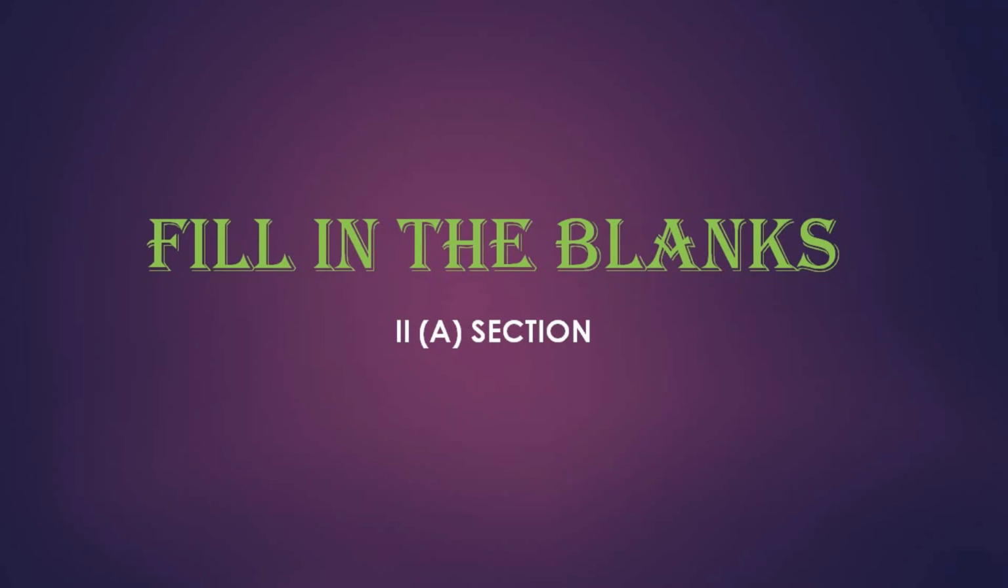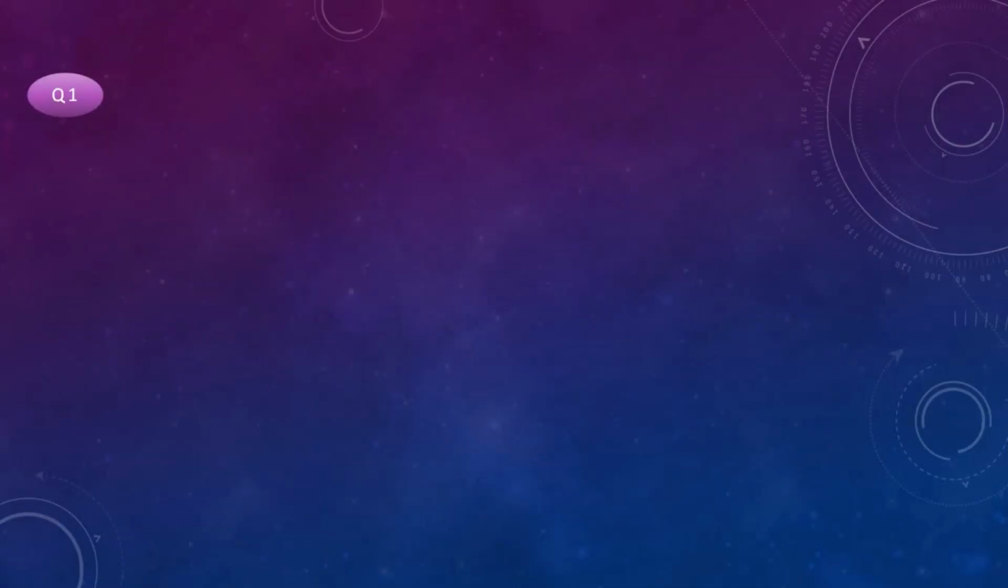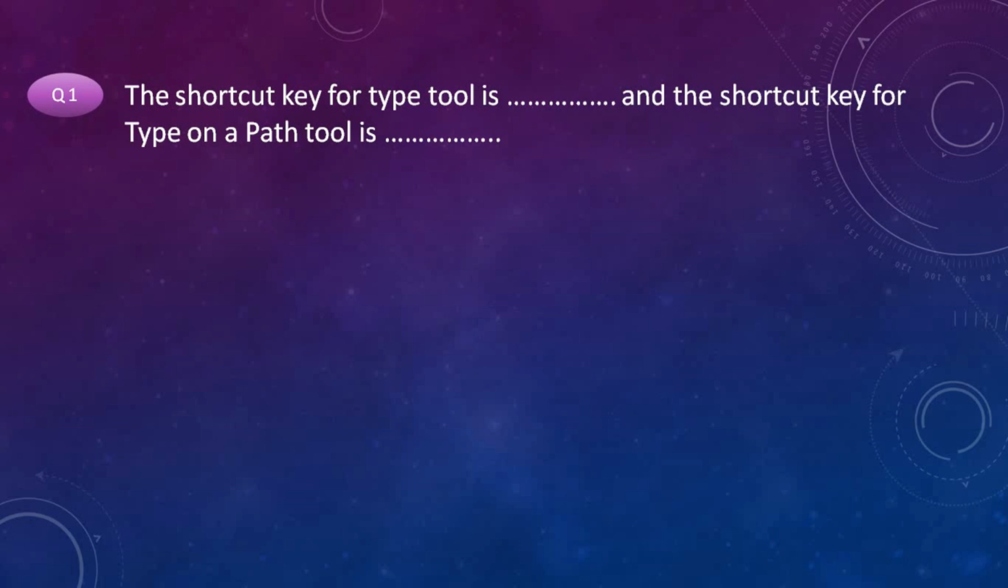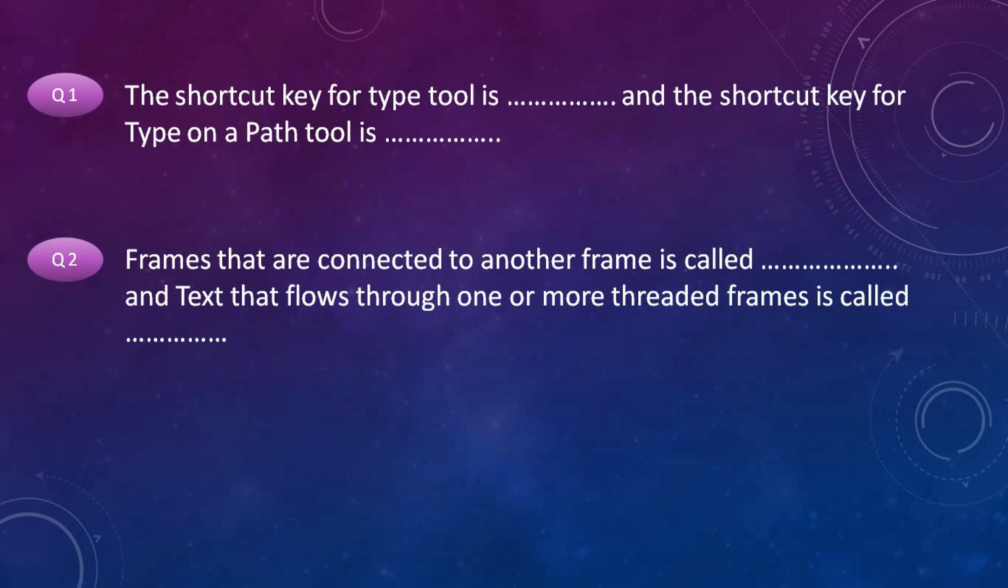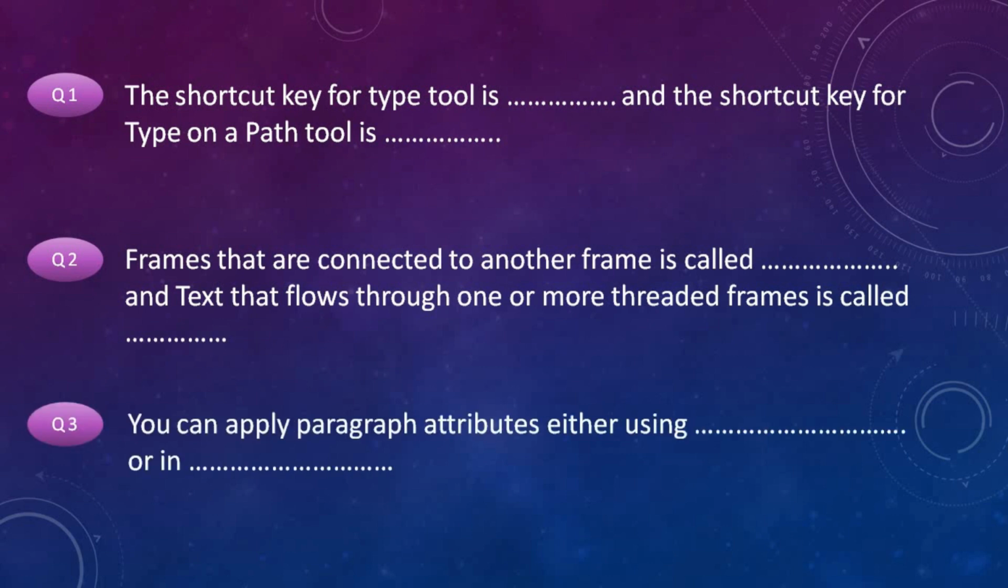The next session, we have fill in the blanks. Here comes the first question in that. The shortcut key for type tool is dash and the shortcut key for type on path tool is dash. Next one, the frames that are connected to another frame is called dash and the text that flows through one or more threaded frames is called dash. You can apply paragraph attributes either using dash or in dash.